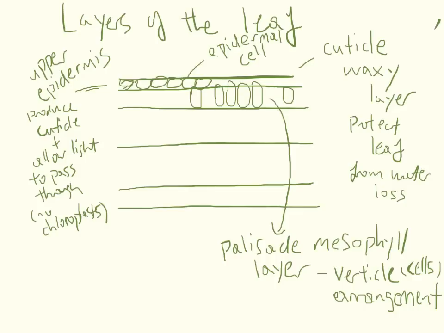And the cells in this layer are arranged in a vertical manner, and their function is for photosynthesis. There are numerous chloroplasts inside the cells in this layer. A lot of chloroplasts. Most of the chloroplasts are found in this layer, and their main function is to photosynthesize, make food. Palisade mesophyll cell. Just change the layer to cell.